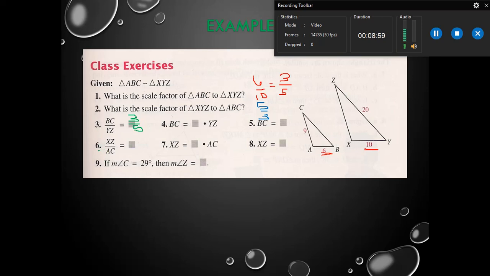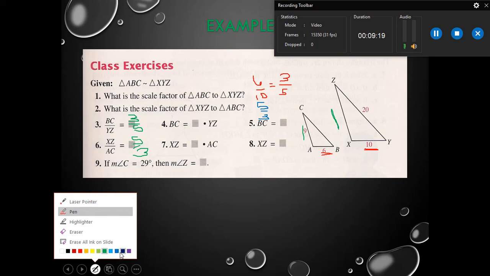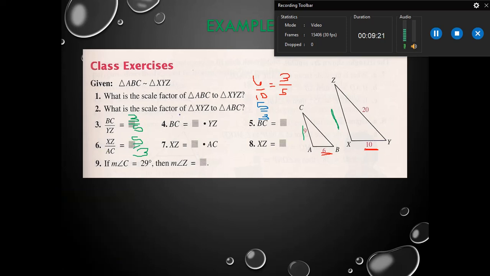I'm going to jump down to number 6. What they're asking for is side XZ over here on the larger figure, to side AC. Again, it doesn't matter that I don't know XZ. Because I'm going big to little, the ratio's flipped over and it's 5 to 3. We're going to skip number 4 and 7. They're a little bit confusing, and they're not really going to help you in your homework anyway.